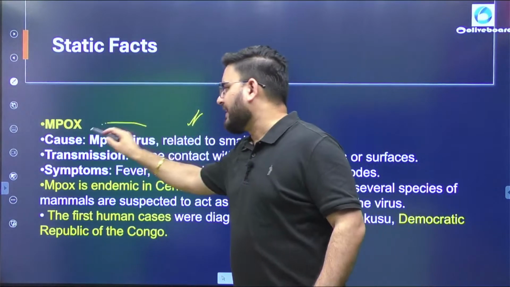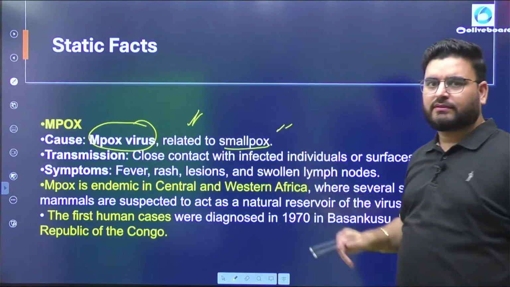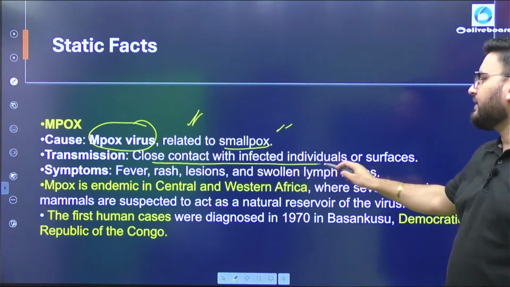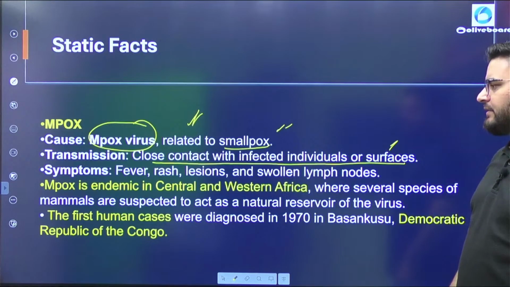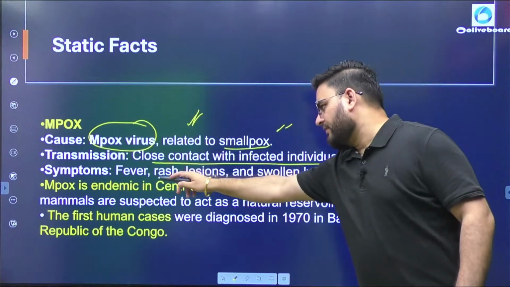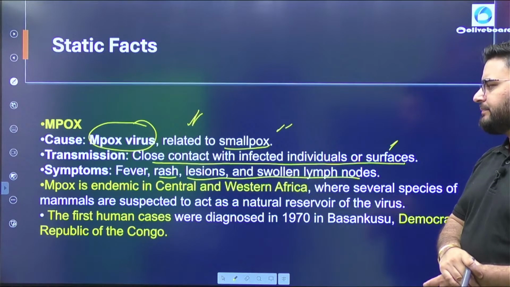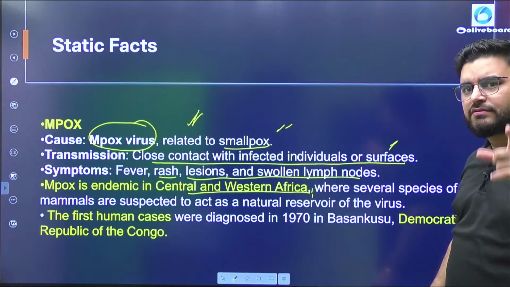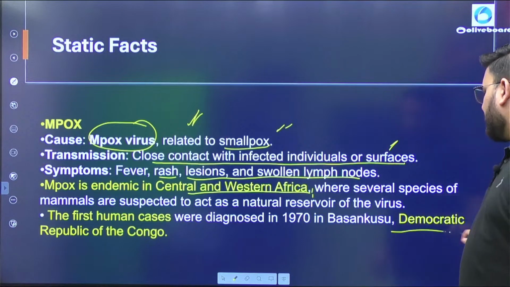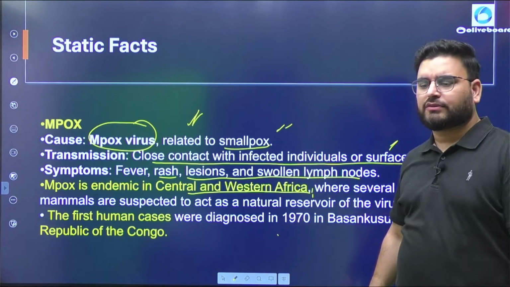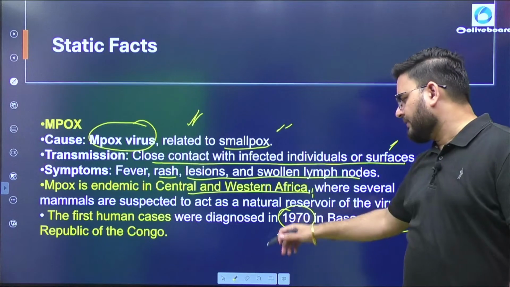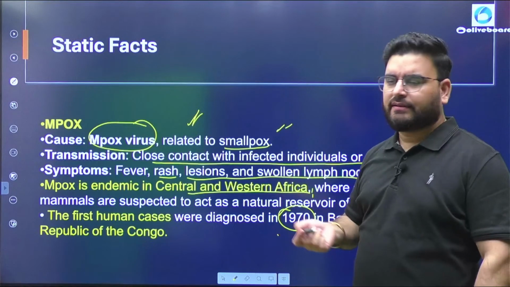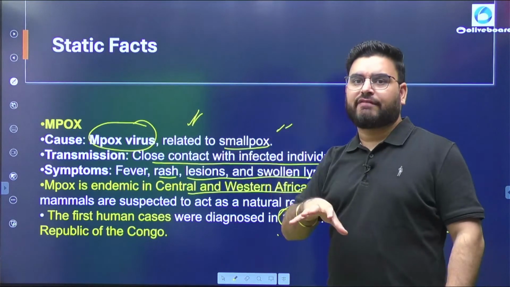It is caused by the Mpox virus. It is related to smallpox. How does it get transmitted? It is transmitted through close contact with an infected individual or surface. Symptoms are fever, rash, and swollen lymph nodes. This disease is endemic to Central and West Africa. The first human case was observed in the Democratic Republic of Congo, I believe in 1970. You have to remember that it is a viral disease, endemic to Africa.